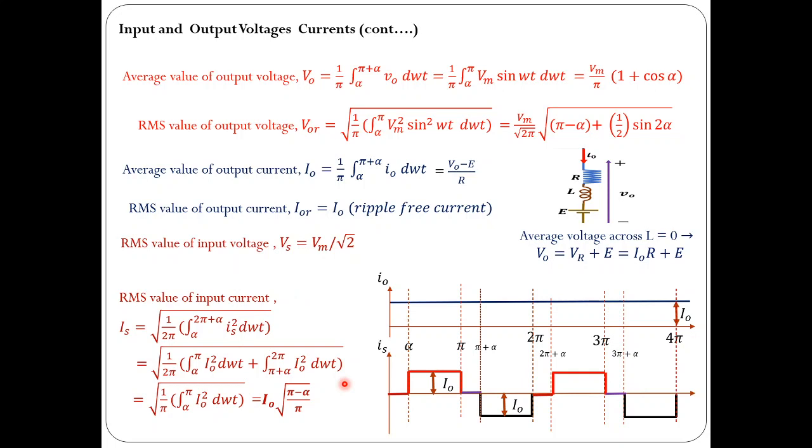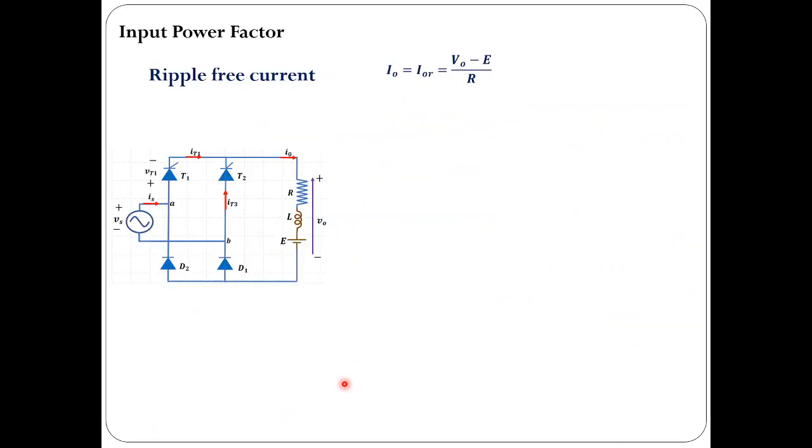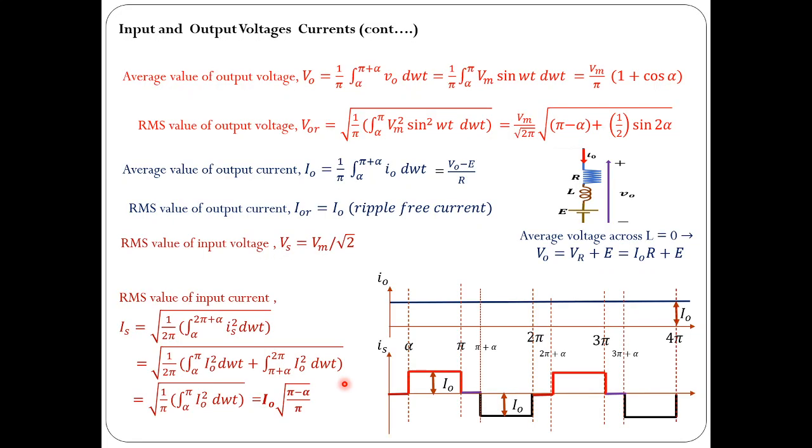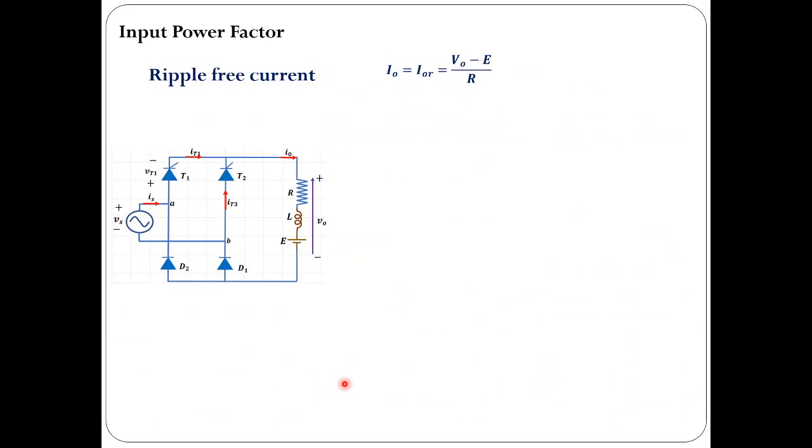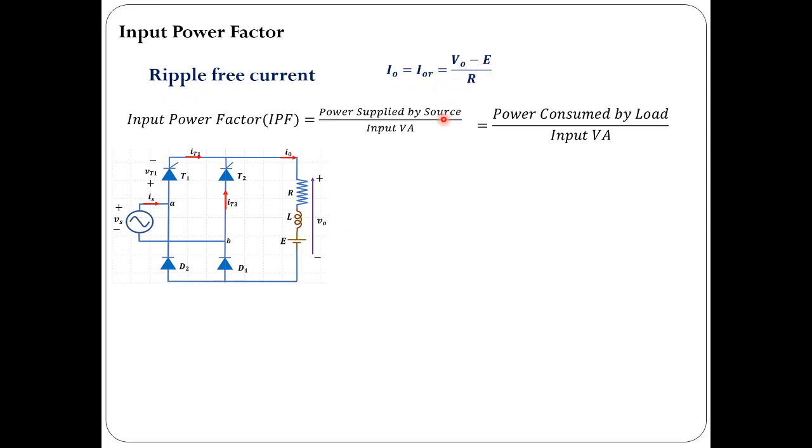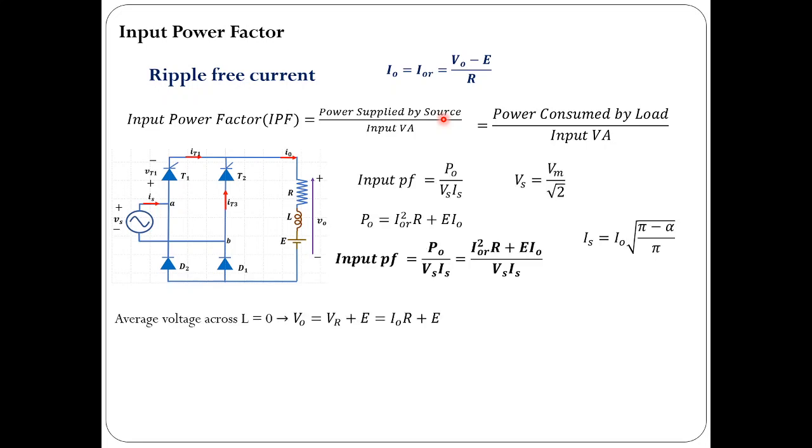Now you can use those derived formulas to calculate the input power factor, which is one of the important factors to evaluate the performance of the rectifier. We know the current is ripple free, I0 is equal to IOR, that is equal to V0 minus E by R, and input power factor is equal to the power consumed by the load divided by the input VA. We have derived this formula already in the previous lecture, so go through that. It is very simple to understand.